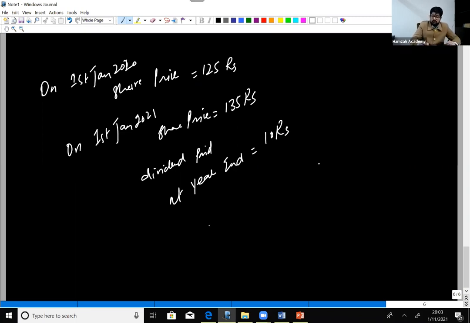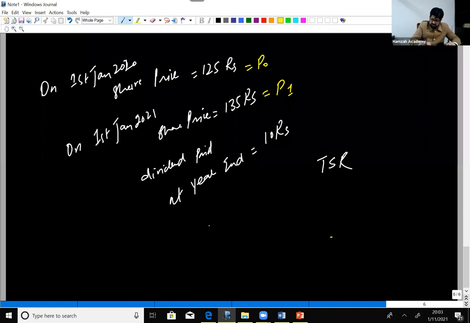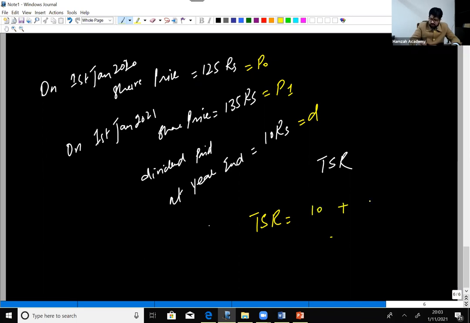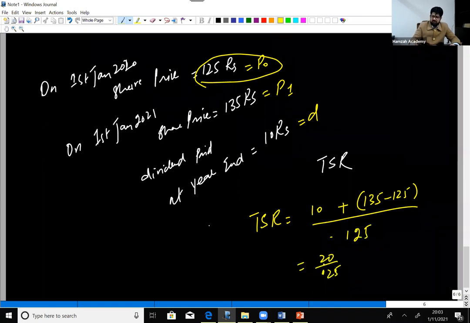Now, we have to calculate total shareholder return. So at the beginning, the share price is P0. It is P1 and it is D. Now simply putting the figures in the formula, total shareholder return is equal to D, 10, plus P1, 135 minus 125, divided by the initial investment P0, 125. So 20 divided by 125. So we can calculate its solution as well.